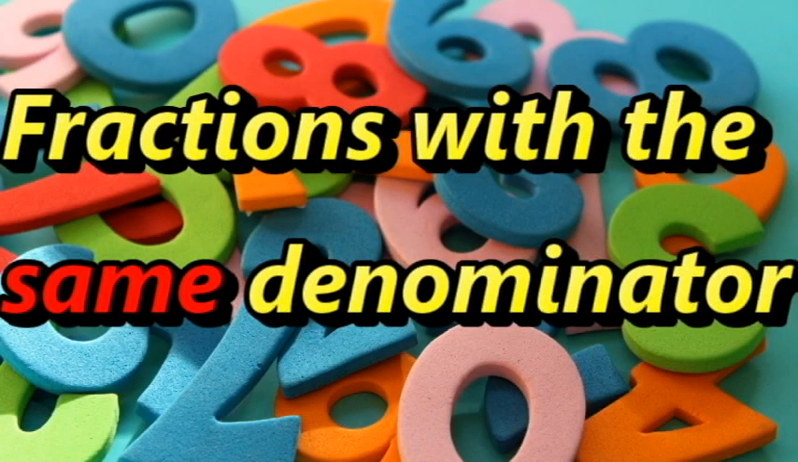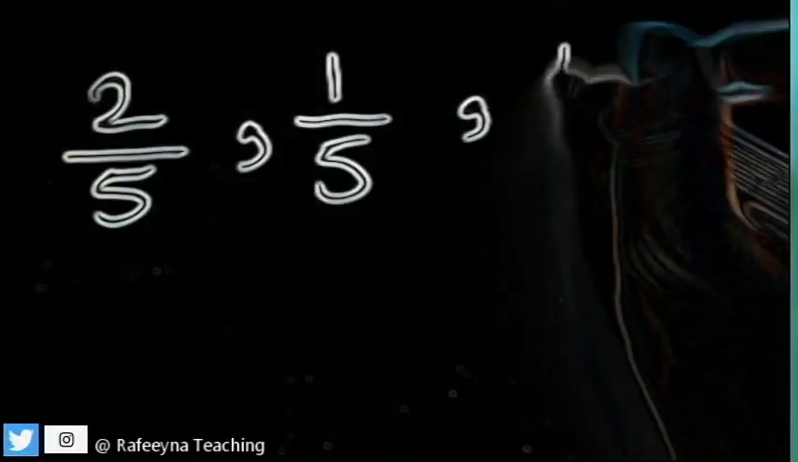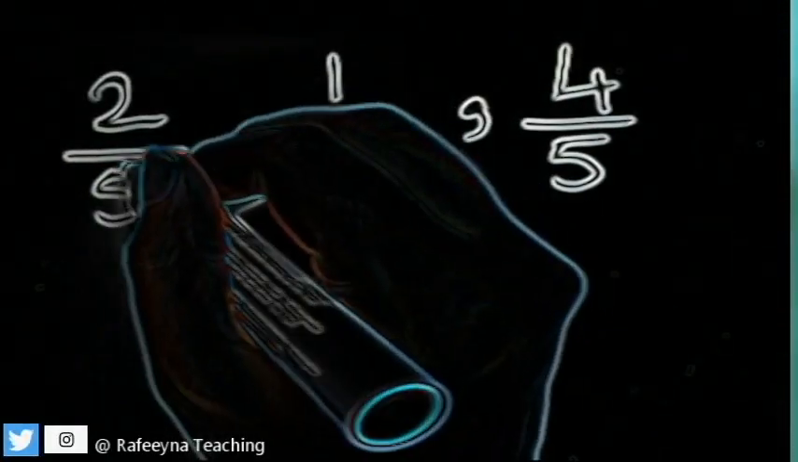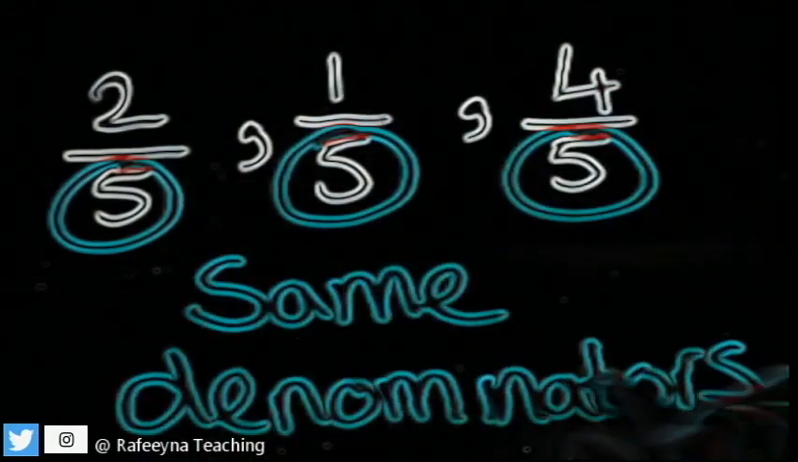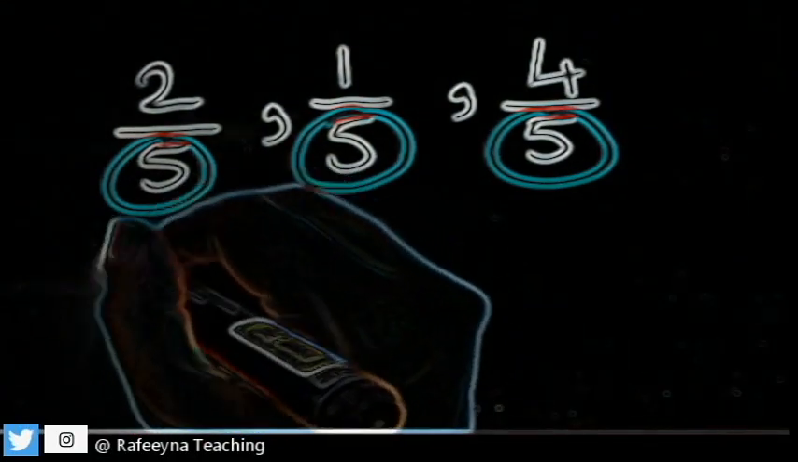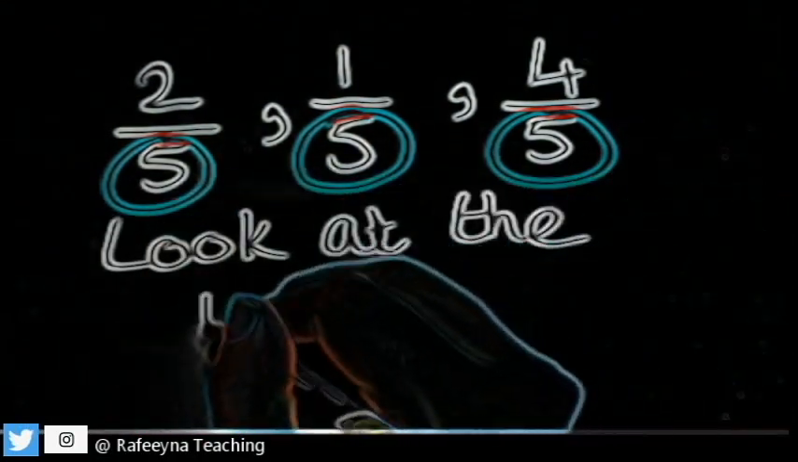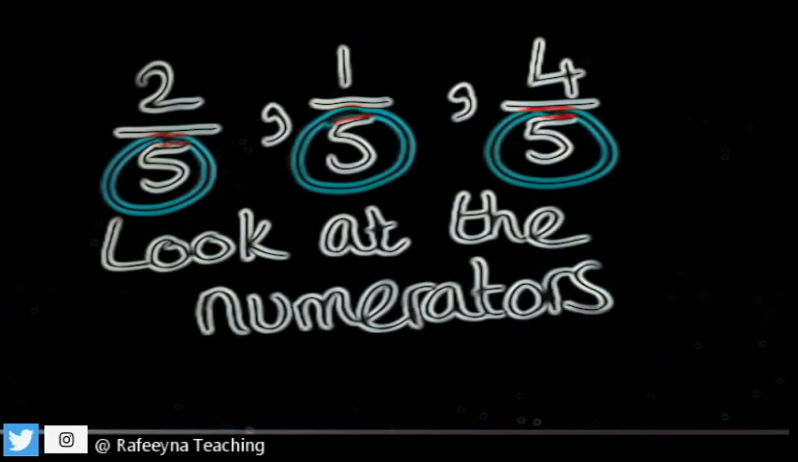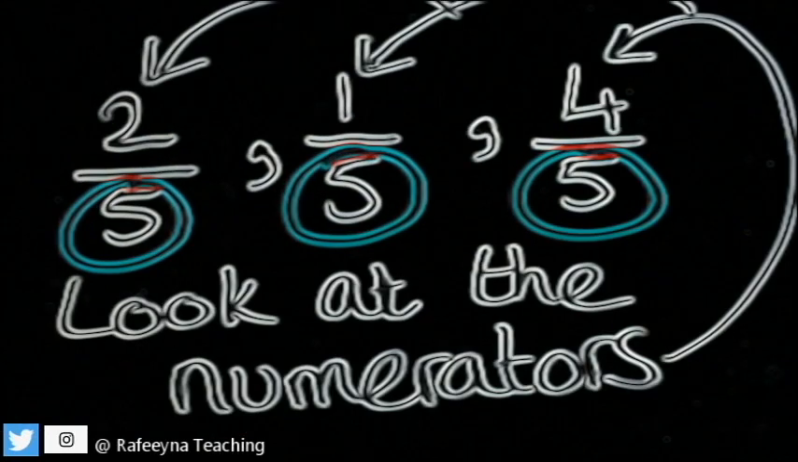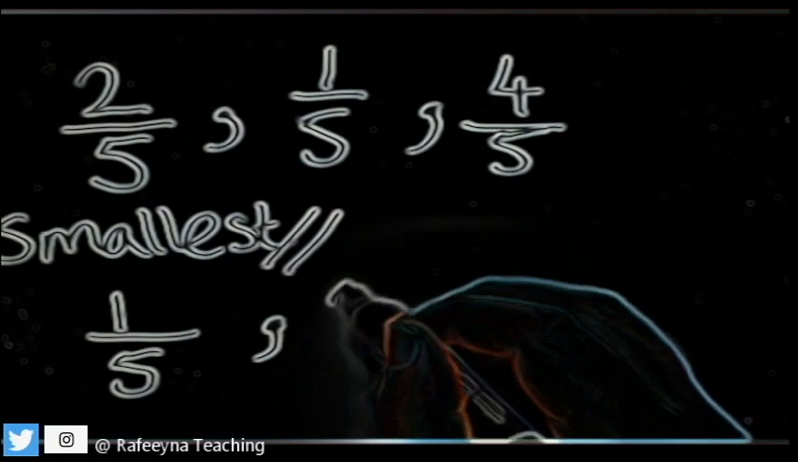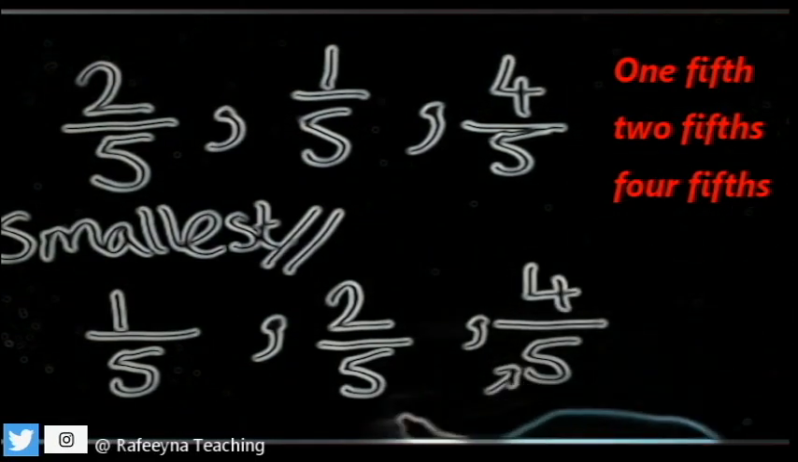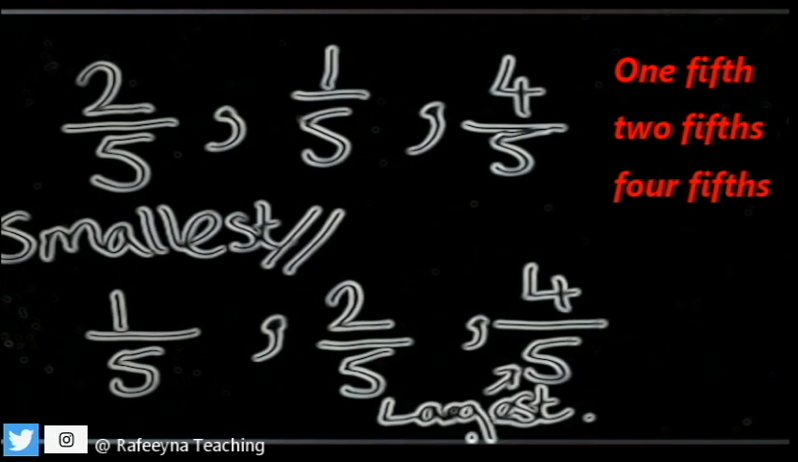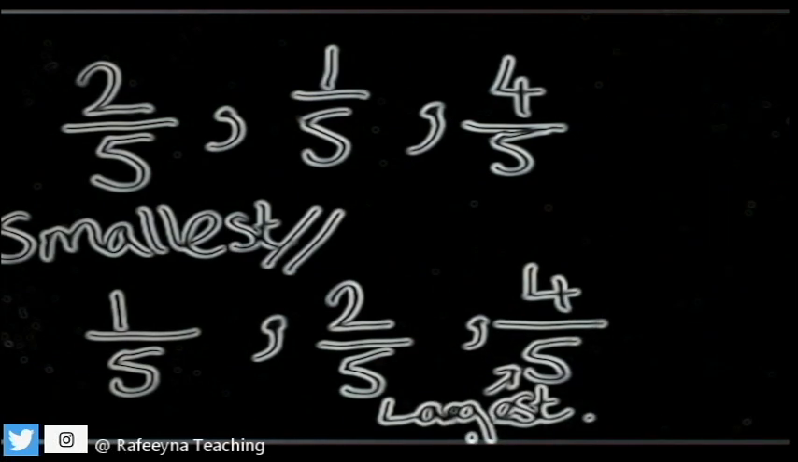Fractions with the same denominator: 2/5, 1/5, and 4/5. Here we can see that the denominators are the same, in this case, fifths. Next, look at the numerators and order these in ascending order, starting from the smallest. So we have 1/5, followed by 2/5, and lastly 4/5.